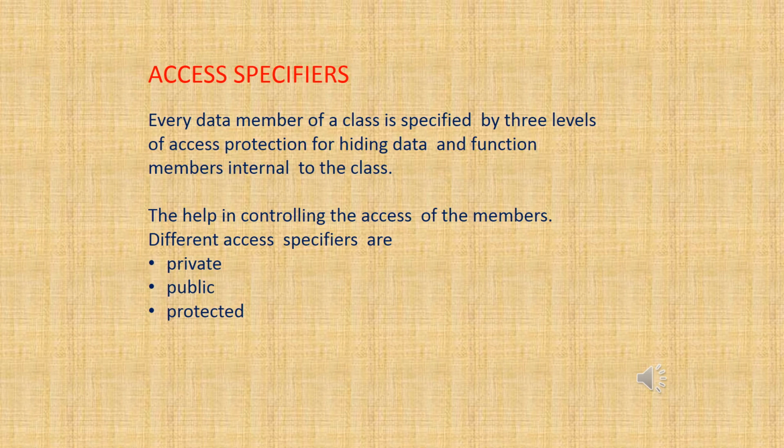In C++, if you are implementing any class, those class members, it may be variables or methods, should be declared under one among these access specifiers. We know that a class will be having data members and member functions. These data members and member functions should be declared under one among these access specifiers.